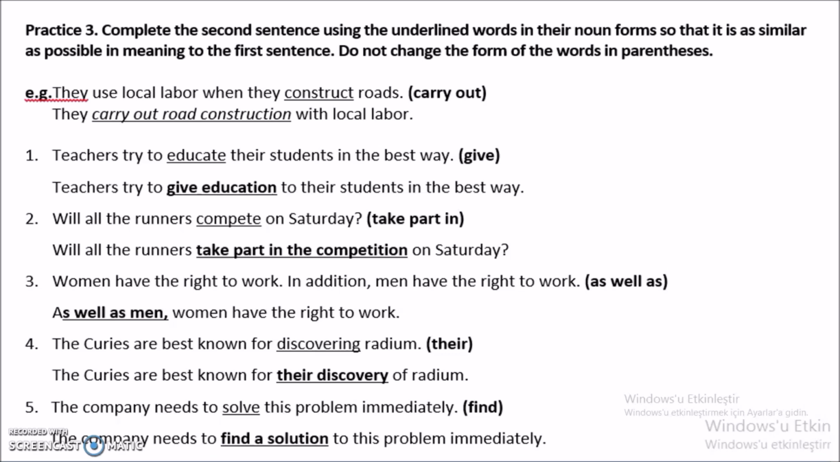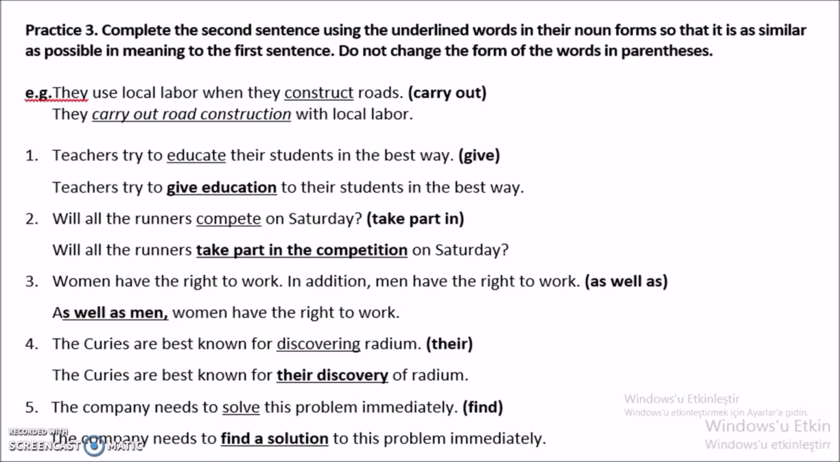Okay? Or if you look at sentence 4, the original sentence says the Curies are best known for discovering radium. But I have to put their into my rewritten version. So they are best known for their discovery. We learned that after their we need a noun. So I know that discovering should change into a noun. We know that discover is the verb, discovery is the noun form. So I'm combining them together and I say for their discovery of radium.